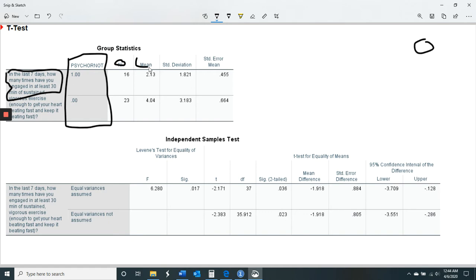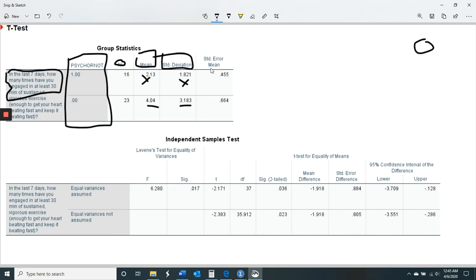It's going to give the mean. So here's the psych majors mean, it's 2.13. And here's the not psych majors mean, 4.04. So at least in terms of the means, the psych majors are getting a lot less exercise than the not psych majors. It gives the standard deviations for the two groups, 1.8 for psych majors, 3.18 for not psych majors. And of course, we need this for the write-up.